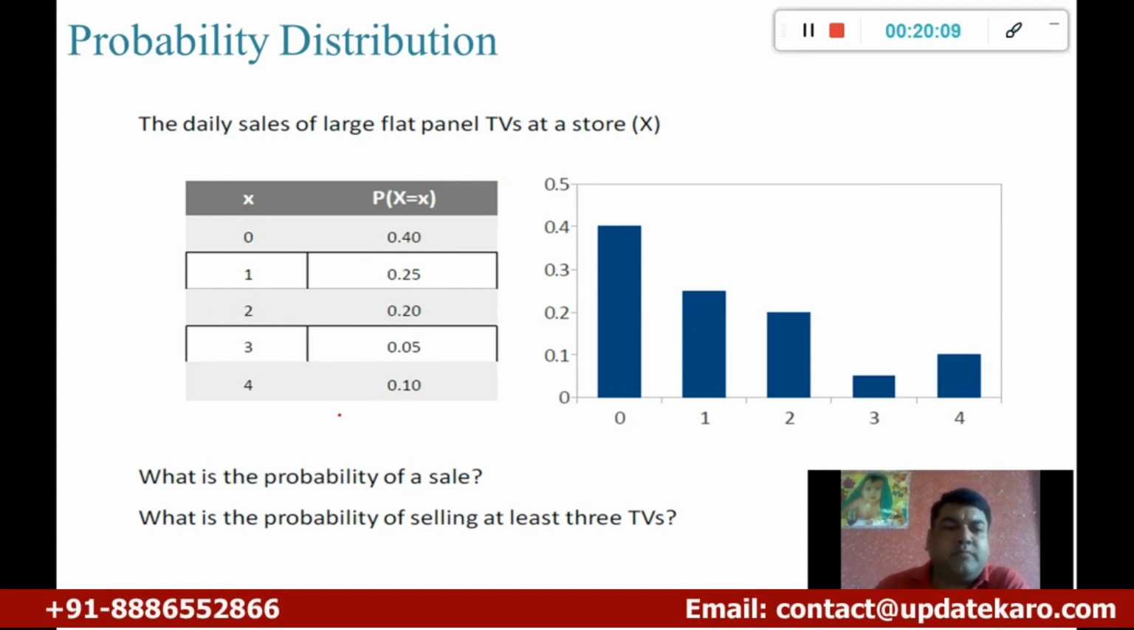Right? Now from this given data, we have to understand what is the probability of a sale. What is the probability of a sale? Now when we are asking it in this way, what is the chance of a sale, it means we are talking about at least one television.